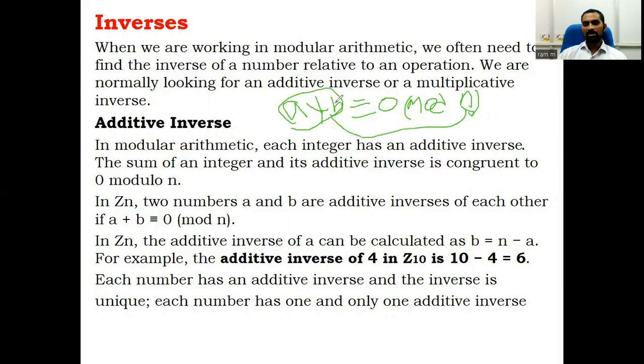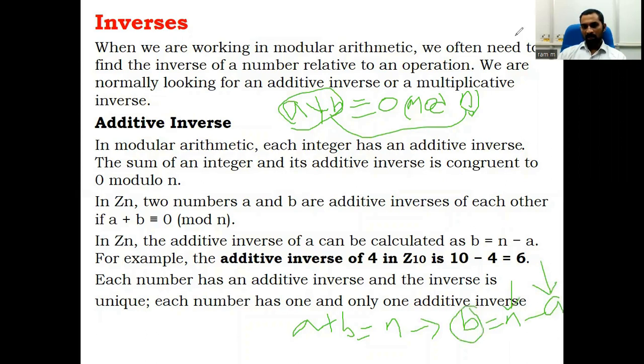Then we can say that A is the additive inverse of B, or B is the additive inverse of A. So this property, we can say A plus B equals n. Or if we modify this equation, we can say that B equals n minus A. Why? Because you will be given A and you will be given n. You need to find B.